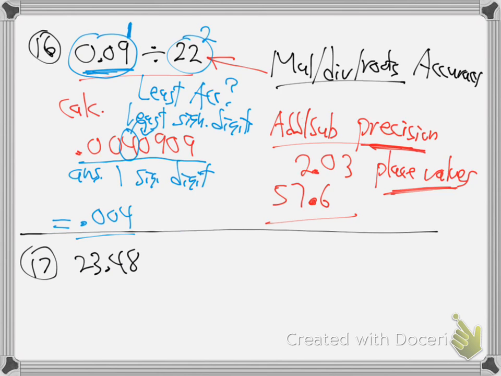23.48 times 7,000. Or is that 7 point? I'm getting too old. Is that 7.000 or 7,000? Comma. Yeah, it's 7,000. Okay. Thank you. So just multiply on your calculator. Just use the buttons on your calculator. Let's get the answer first.